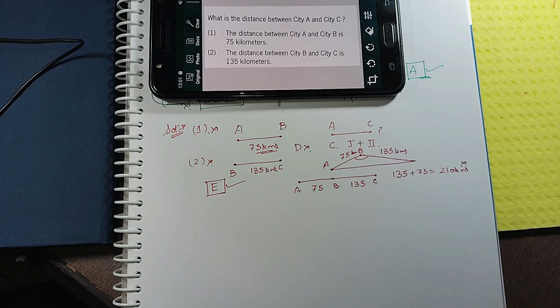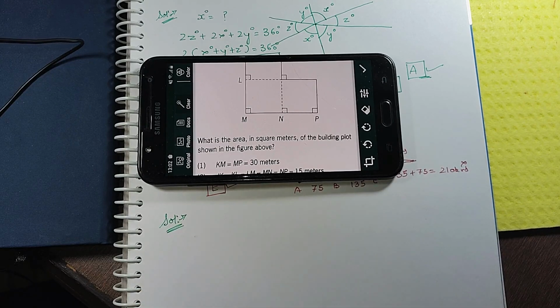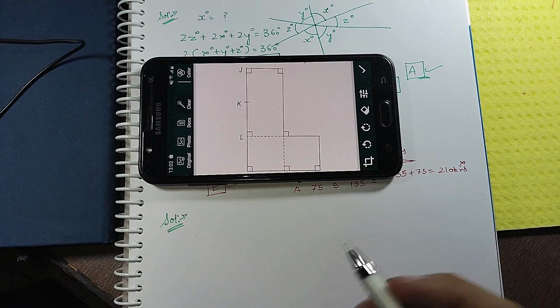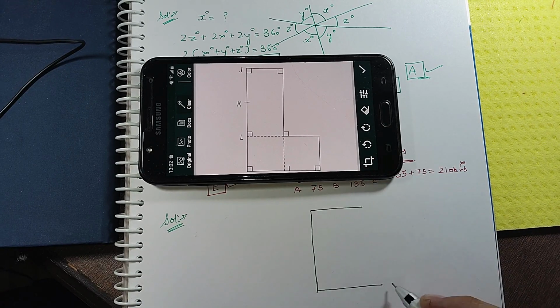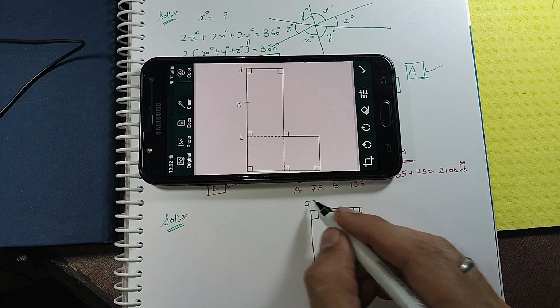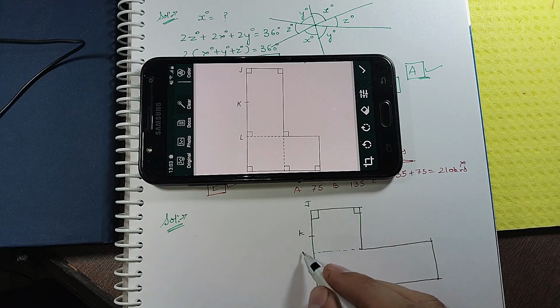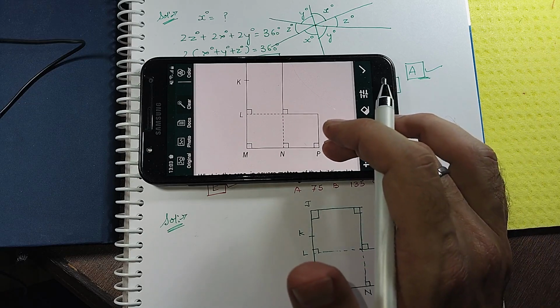answer this question. What is the area in square meters of the building plot shown in the figure above? So we'll first draw the figure. Here these are all right angles, so the figure is somewhat like this, right? This is 90 degrees, this is 90 degrees. J, K, L is over here. This is 90, this is 90, this is 90. So this is M, N, P. Right? Now we need to find the area of this figure.